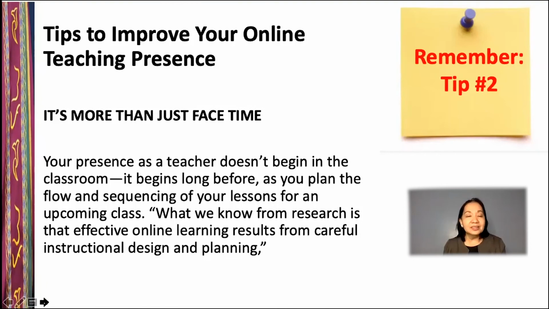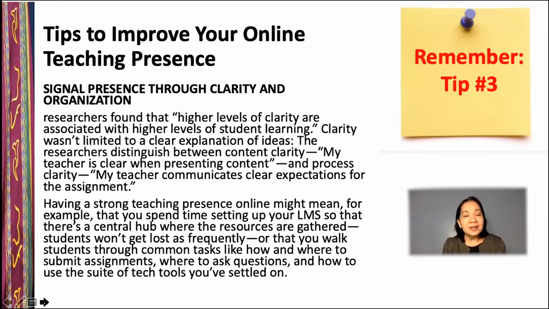What we know from research is that effective online learning results from careful instructional design and planning. Again, we start designing our online presence at the start or even before the classes start. Our tip number 3, signal presence through clarity and organization, the way we organize content in our course. So higher levels of clarity are associated with higher levels of student learning.